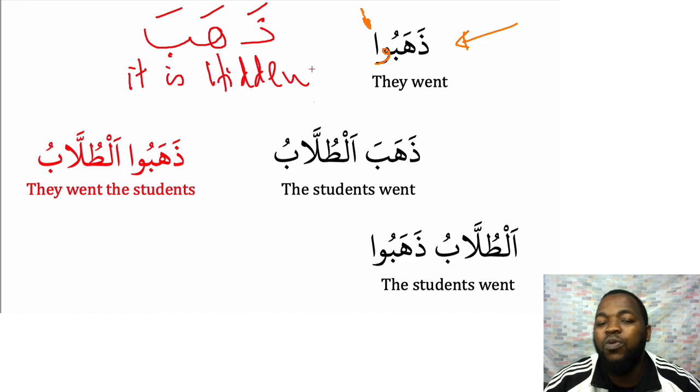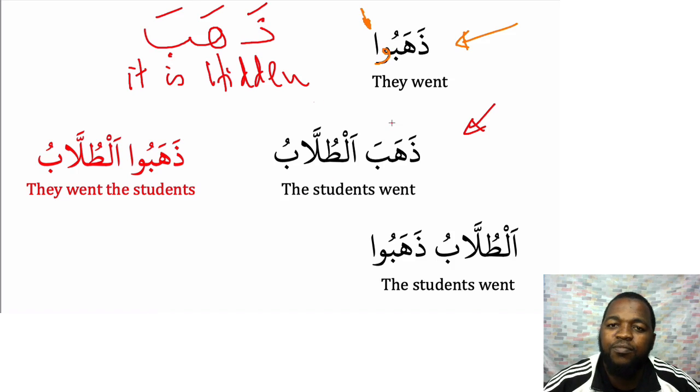It's hidden, that's why you can't see it. Actually, you can't see it. Why? Because it's hidden. This is the answer, and this is what we talked about in the previous lesson. Now we have here dhahaba al-tullabu. Look at this verbal sentence. This is a verbal sentence. Why? Because it starts with a verb, and this is the verb.